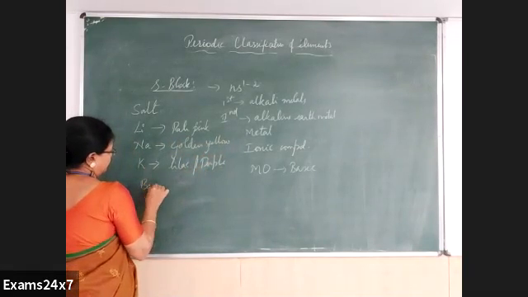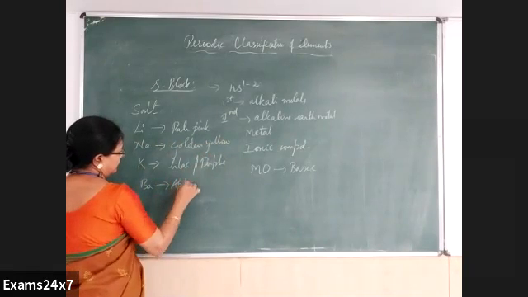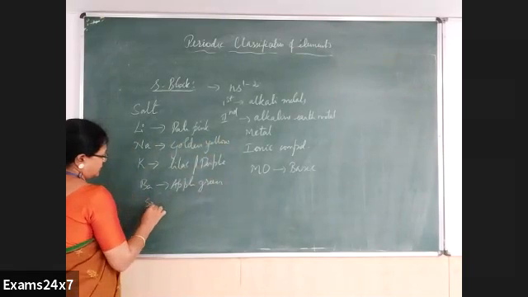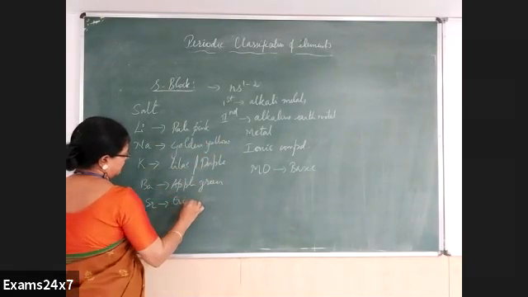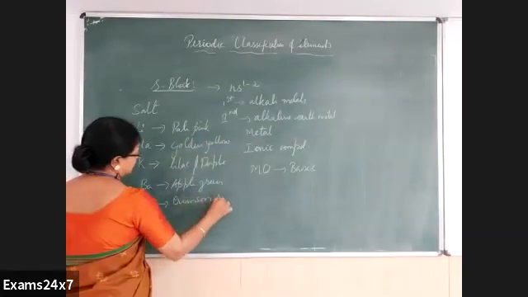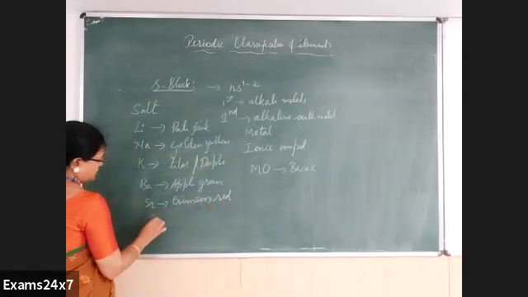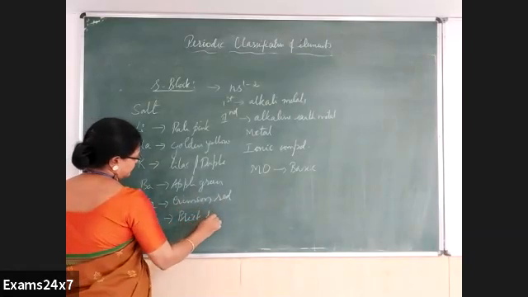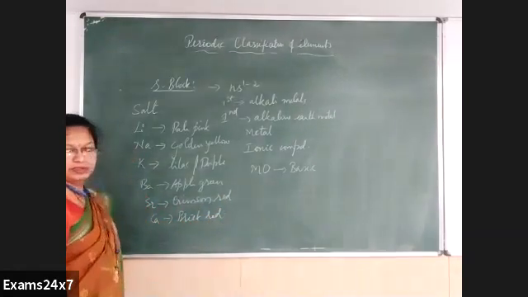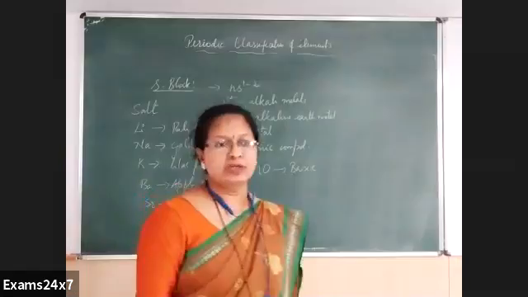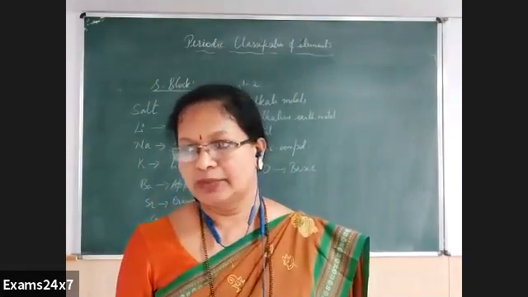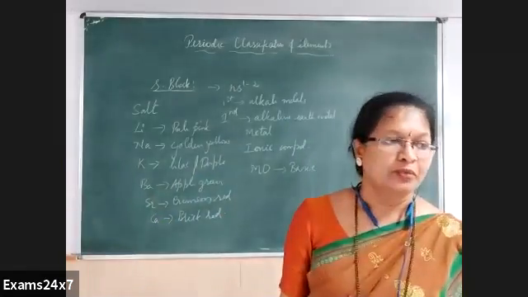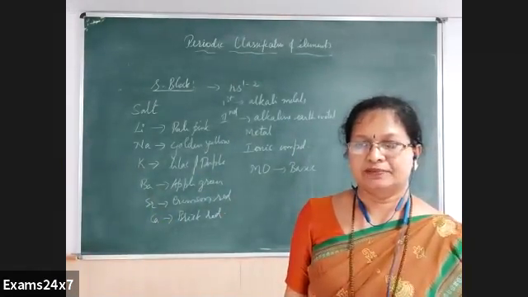Barium, apple green. Then strontium, crimson red. Calcium, brick red, etc. This is a characteristic property of the salts of these s block elements. These are the colors given to the flame during the flame test by these elements.